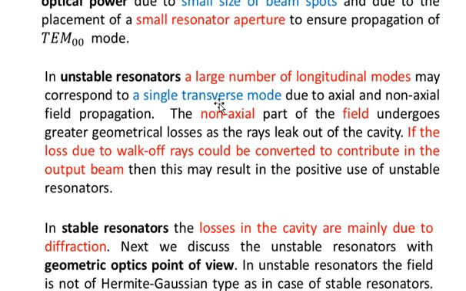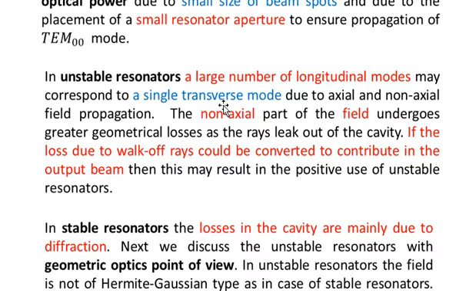And this may correspond to a single transverse mode due to axial and non-axial field propagation. The transverse mode is actually the cross section of the beam perpendicular to the direction of the z-axis, or perpendicular to the direction of the cavity axis or the resonator axis. That is called the transverse direction. And if you chop a laser beam, then of course the cross section will give you the transverse mode.